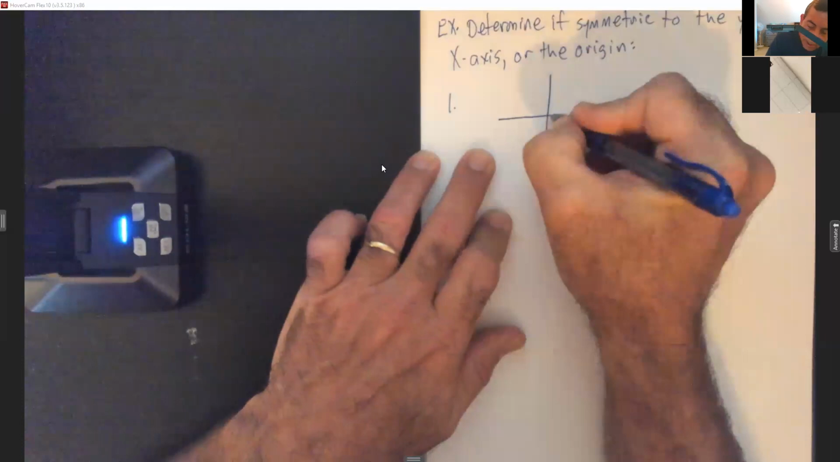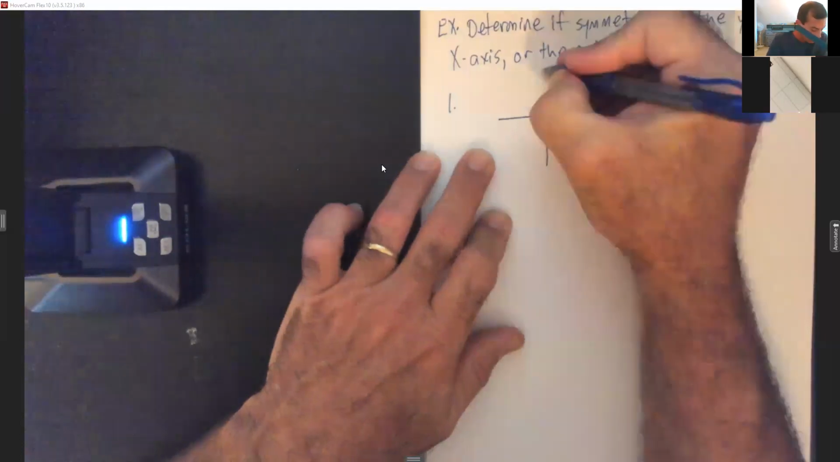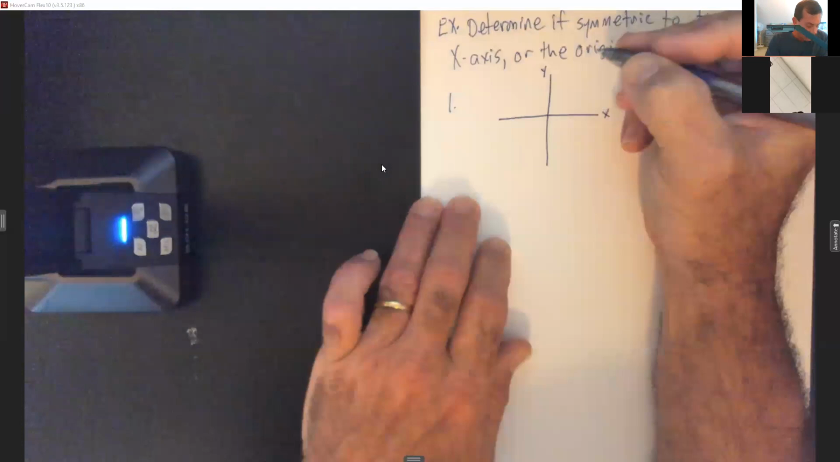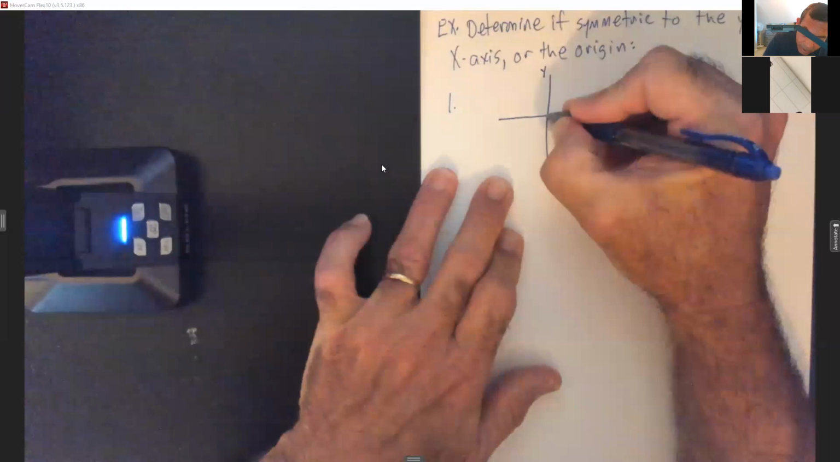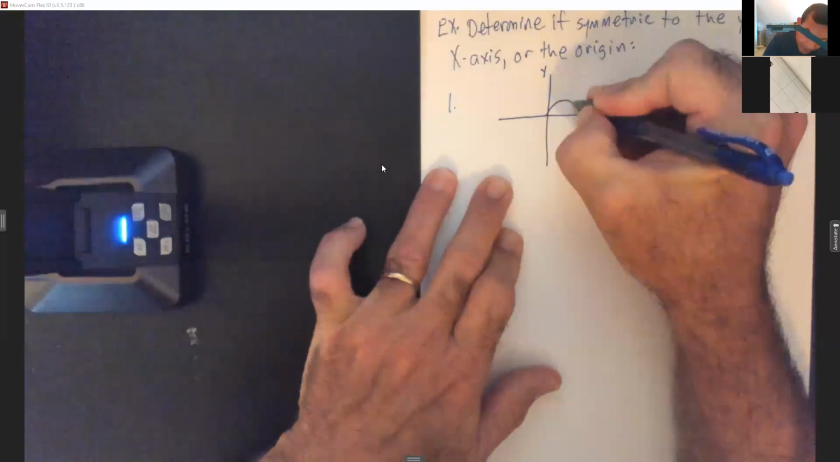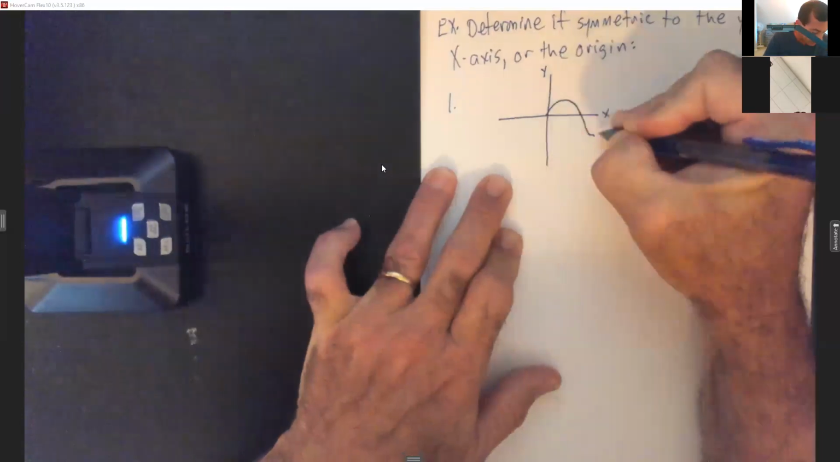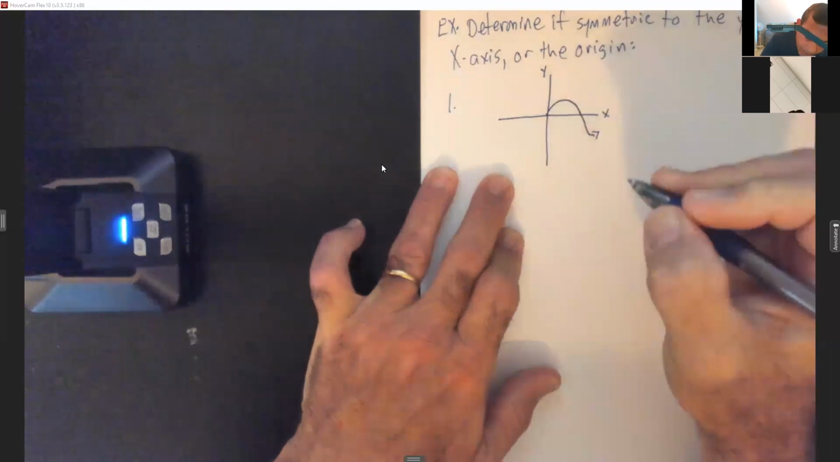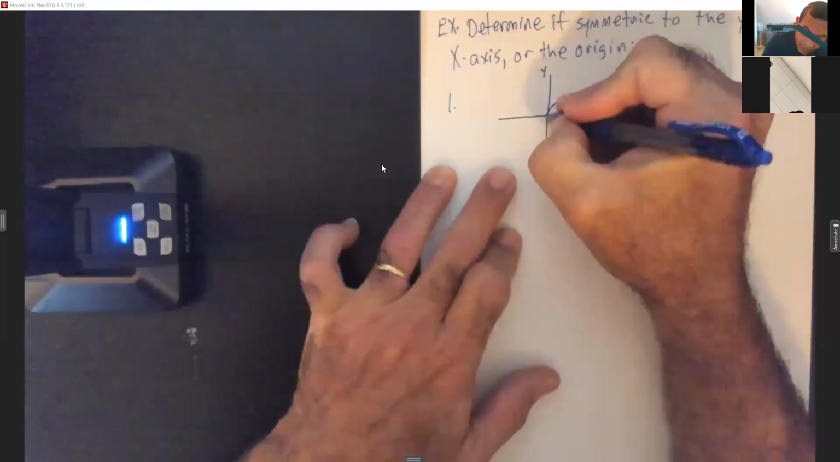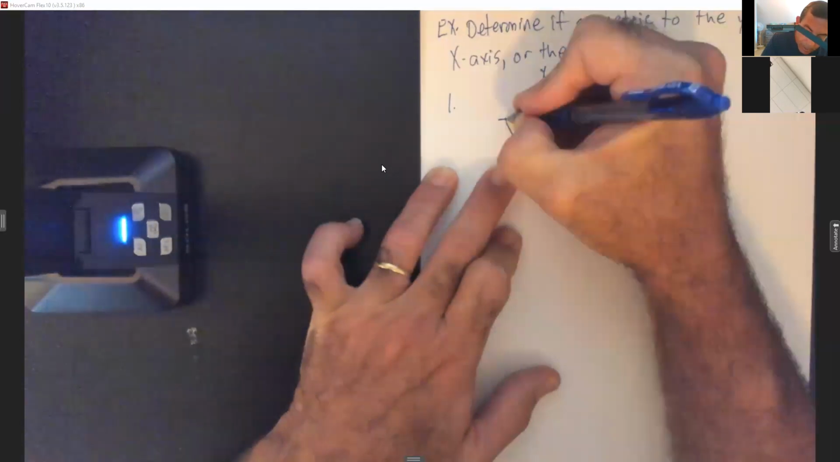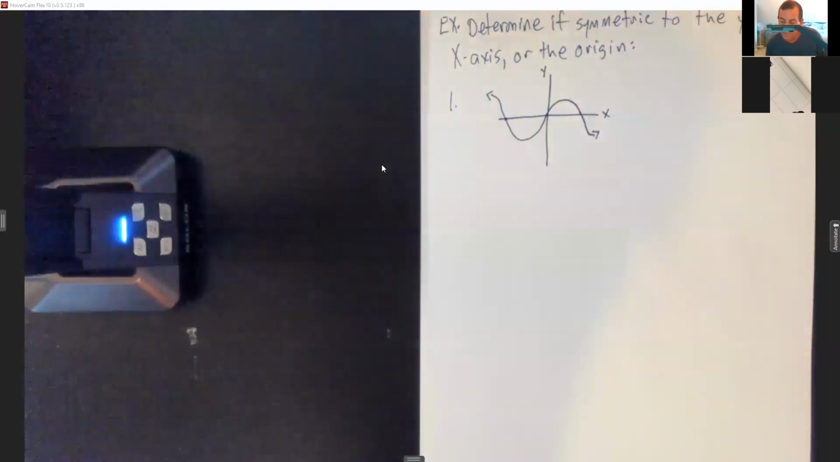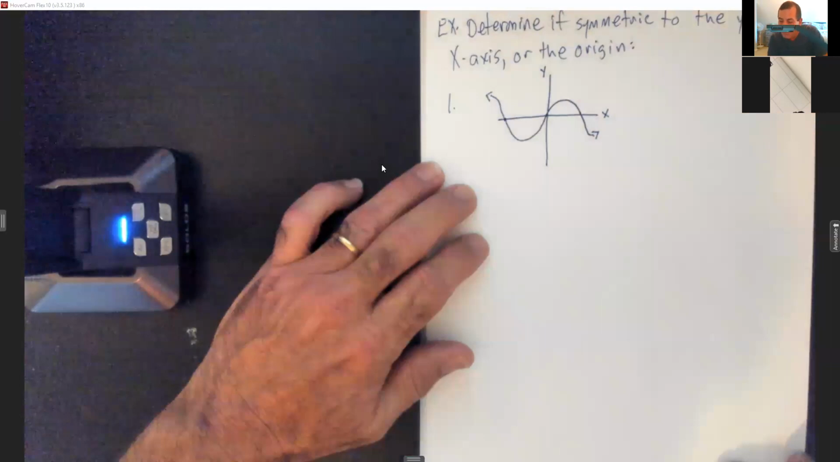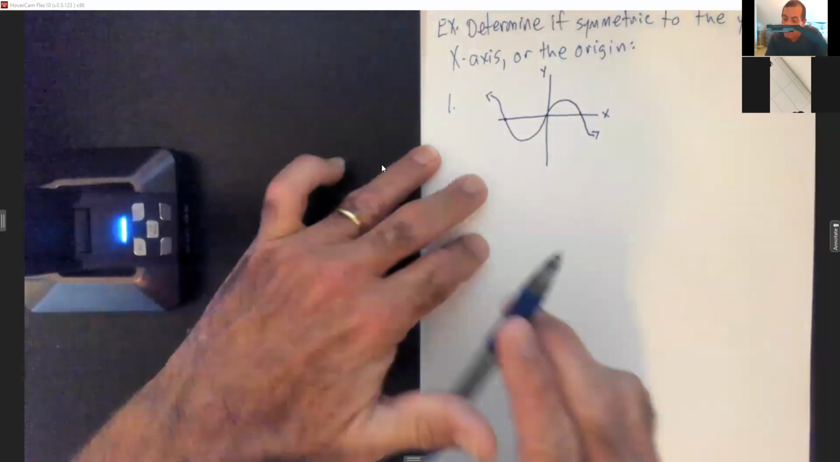So there's my X and my Y. All right, let me see. This one sort of does like this on the right side and goes out. And then on this side, it sort of dips down and then goes out like that. So y'all, not real good pictures, but notice, if I fold it over the Y-axis, it does not hit itself.